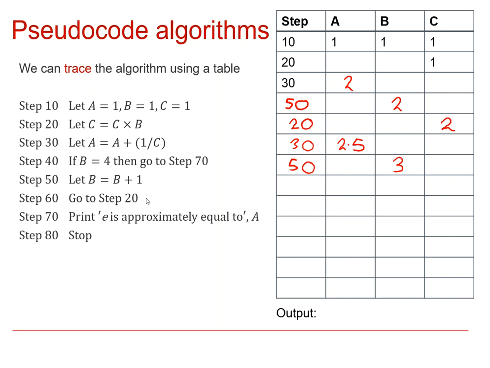And then go to step 20, let C equal C times B. Okay, well, C is now equal to 2, B is equal to 3, so C times B is equal to 6. Line 30, let A equal A plus 1 over C. So I'm now going to have 2.5 plus 1 over 6. And if you work that out, I'm just going to work to 3 decimal places here. So that would be 2.667.